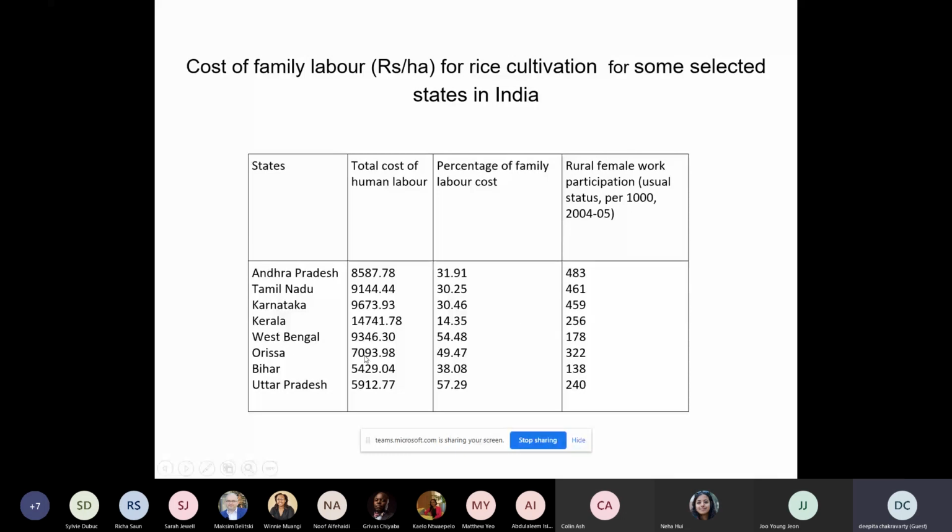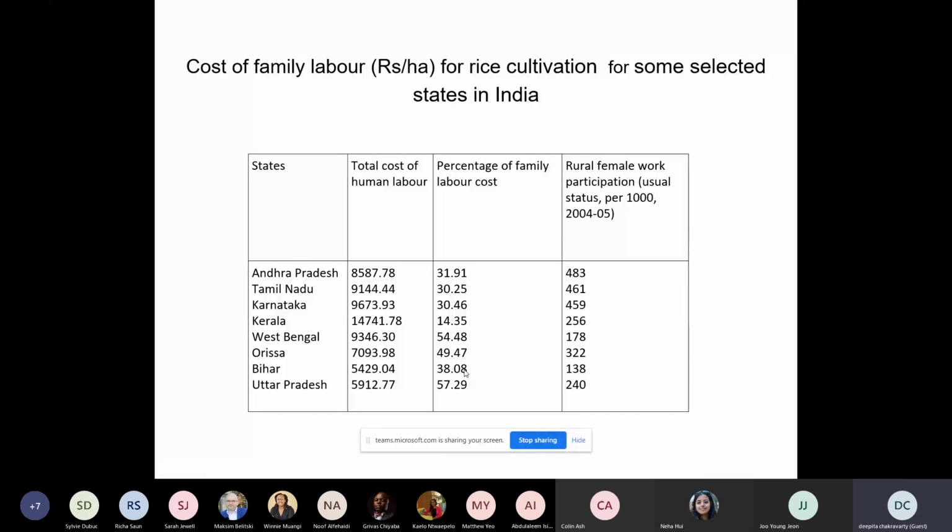You see that the cost of human labor, the percentage of family labor cost in rice cultivation in West Bengal is the highest. See the amount, it is 54%, in fact 55%. And not only that, if you could see the other Eastern Indian states, each one of them actually has a very high percentage of family labor cost in the total cost of human labor, except Bihar. I'll again pick up the exceptions and discuss the exceptions separately.